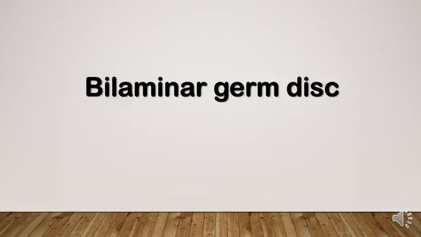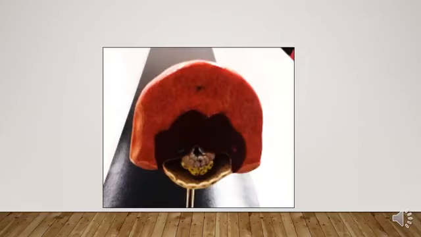Now, first, bilaminar germ disk. This section shows the blastocyst embedding in the uterine mucosa. This is the pink color of the uterine mucosa. And the blastocyst, you can see, consists of the innermost cells, the embryoblast, and the outer trophoblast.